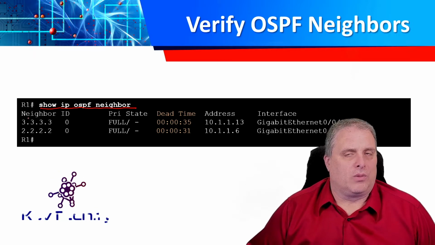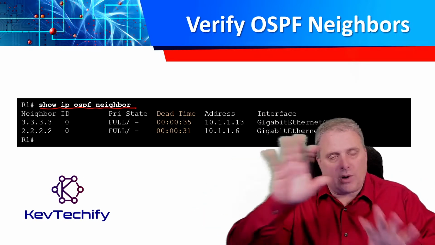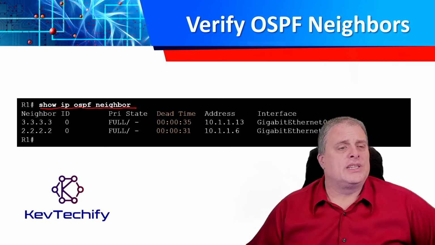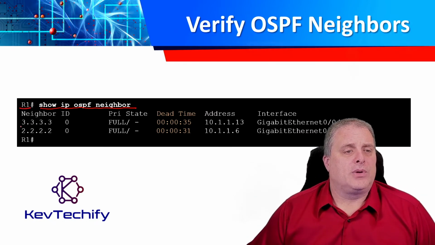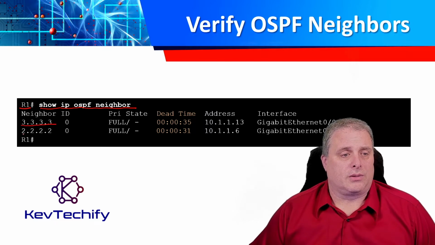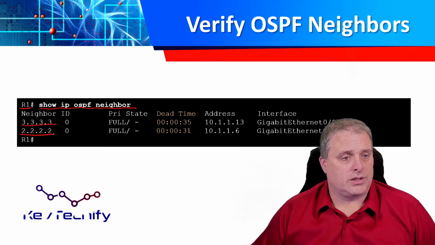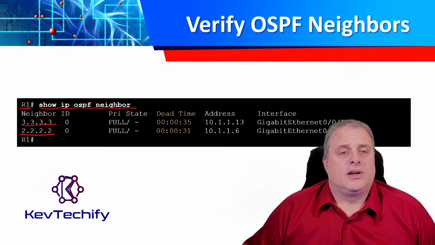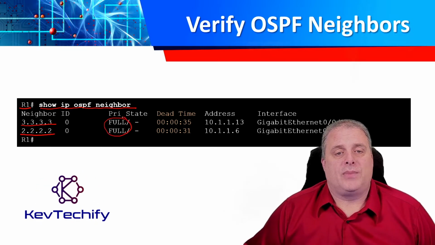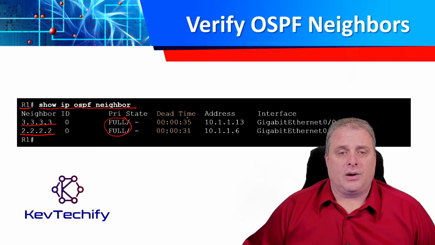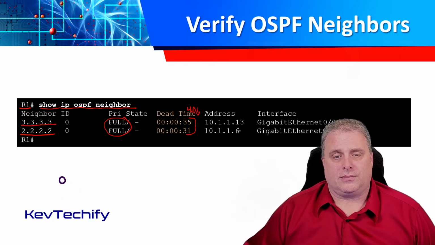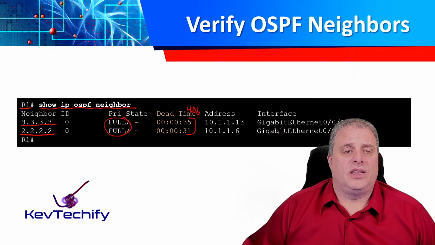Right here, once again, we have our three routers set up: Router 1, Router 2, Router 3. We can see that Router 1 has neighbors of 3.3.3.3 and 2.2.2.2, Router 3 and Router 2. We have full conversations happening between them. Our dead times, we have more than 30 seconds left. We start with 40 and work our way down. These are the addresses. These are the interfaces.